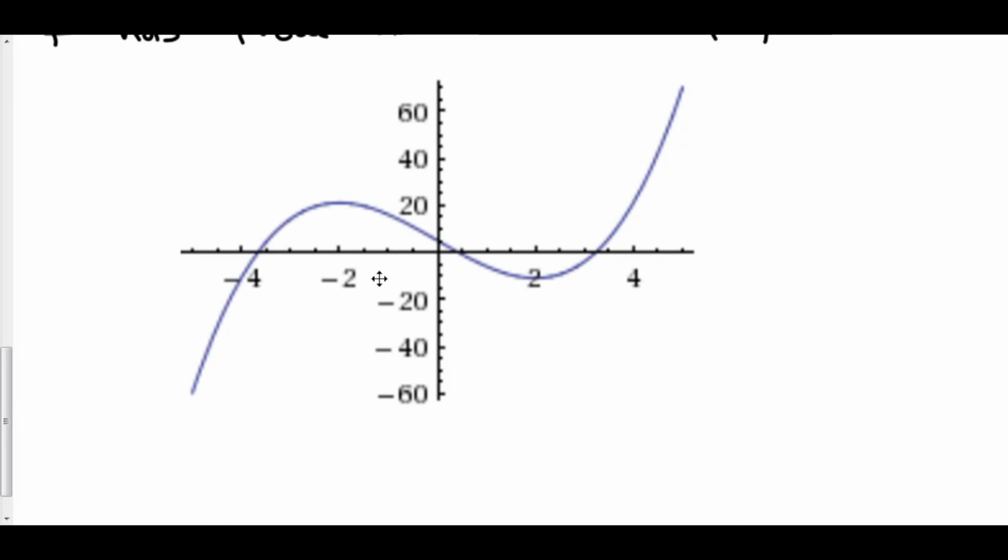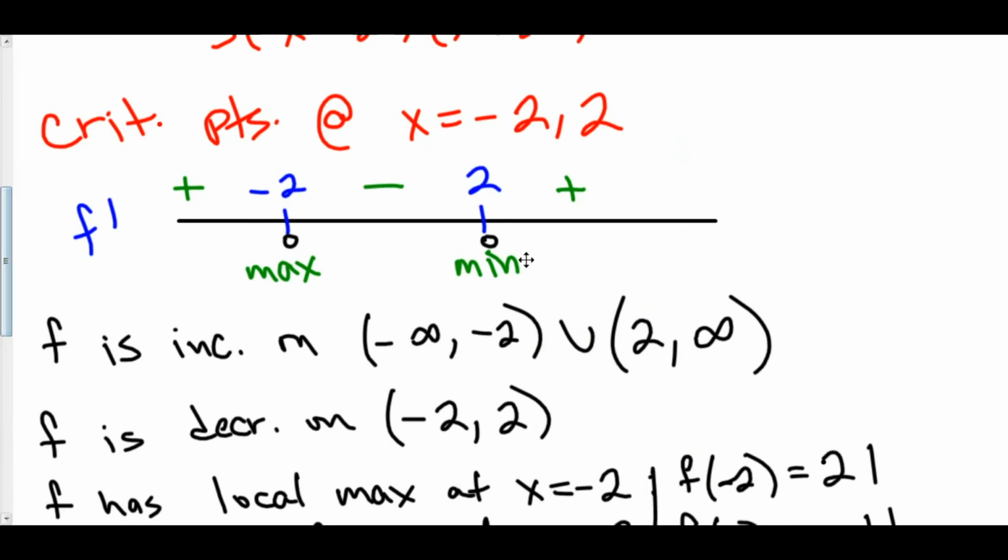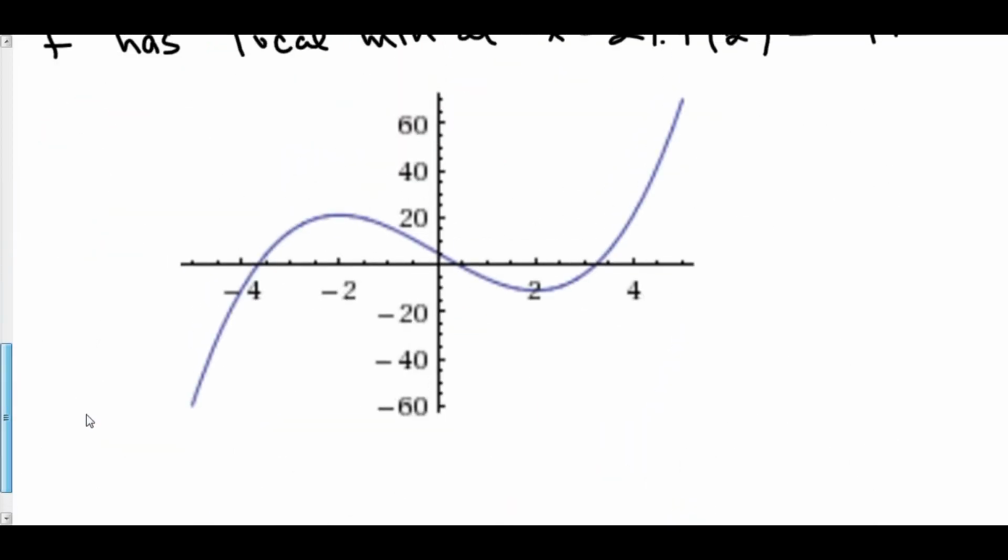Now it also looks like we have a local max at x equals negative 2, and we found it to be positive 21. And we have a local min at x equals positive 2, and it looks like it's, in fact, negative 11. So all of this we got from one line graph right here based on the first derivative. So our first derivative analysis is extremely powerful in that it can dictate to us the global behavior of our functions as well as the local behavior of our functions.